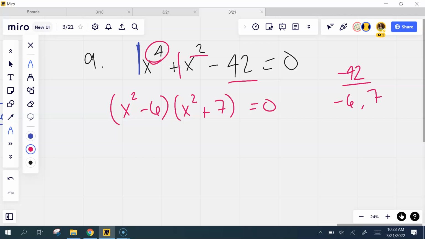Can I factor either one of those any further, and how do you know? No, I can't, because these are perfect squares. That's not. These are not perfect cubes, and that's the only option for 2 terms, right? Squares or cubes. So I'm ready to set it equal to 0. So if x squared minus 6 equals 0, x squared plus 7 equals 0. So on the left side, I'm going to go ahead and add. Now what? That's right, square root. What's the square root of 6?